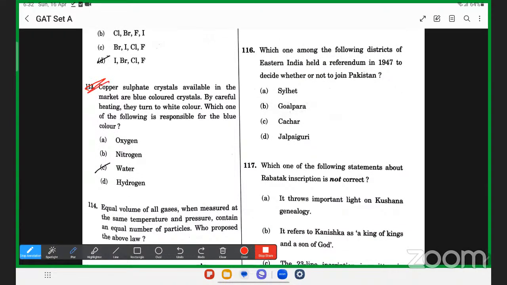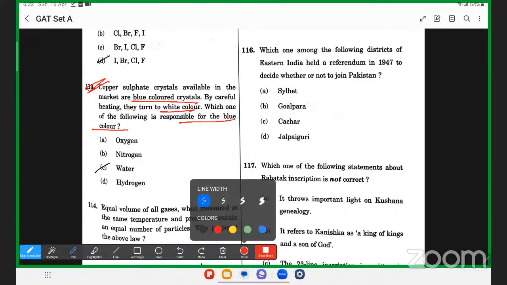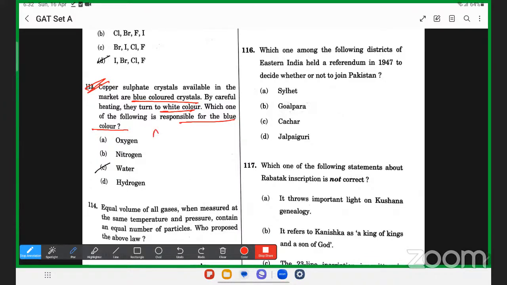Question 113. Copper sulfate crystals available in the market are blue colored. By careful heating, they turn to white color. Which one of the following is responsible for the blue color? This is true for all hydrated salts.